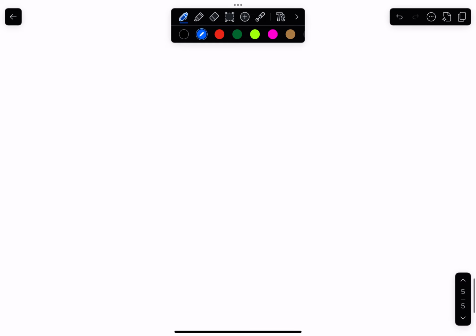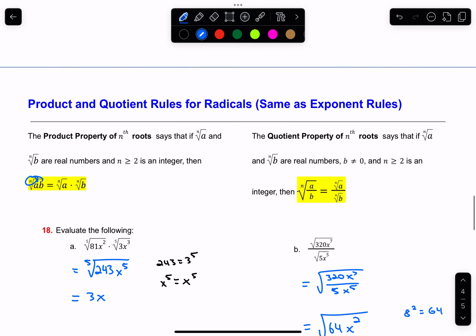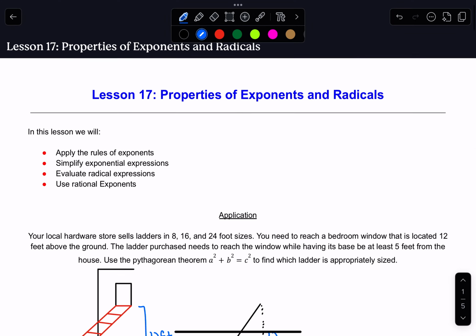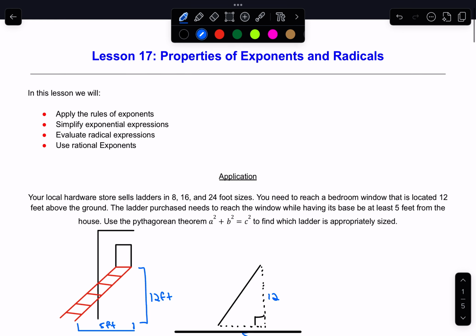All right, and that is the end of our lesson. Almost forgot, we got to finish off this title slide. Okay, so properties of exponents and radicals.